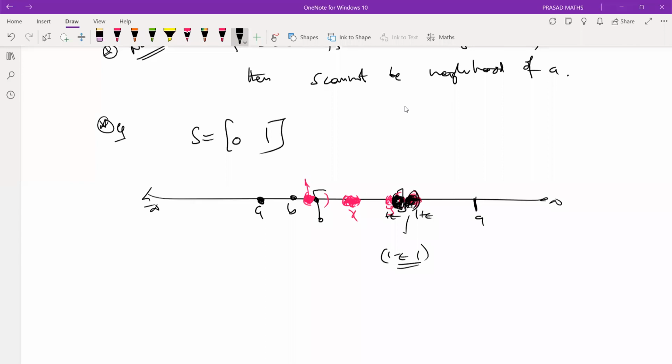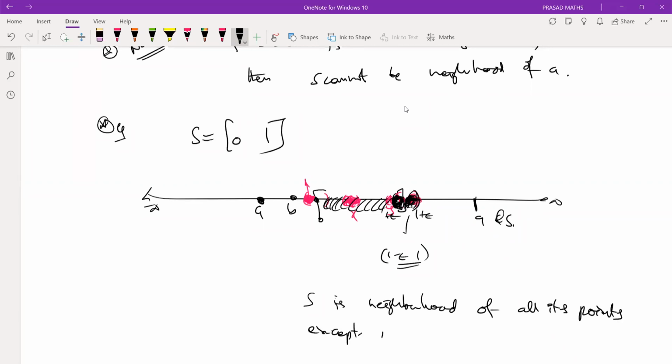You take this point. Is S a neighborhood of A? No, because it's outside the interval. So therefore, what do you observe? S is a neighborhood of all its points except 0 and 1. Neighborhood of all its points except its endpoints.